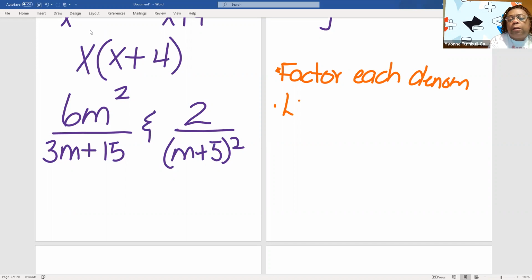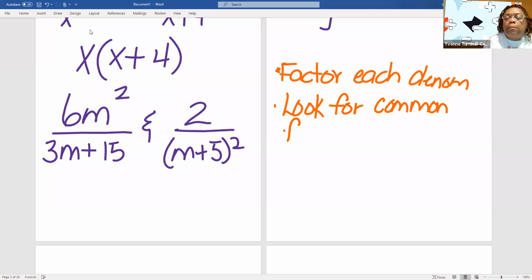Look for which factors are in common. Look for common factors. All right, I'm going to do that part first because the next part you have to actually be at that point to do what I'm going to say next. All right, let's factor the denominator. Here again, we're only focusing on the denominator because right now all we're doing is finding the LCD.